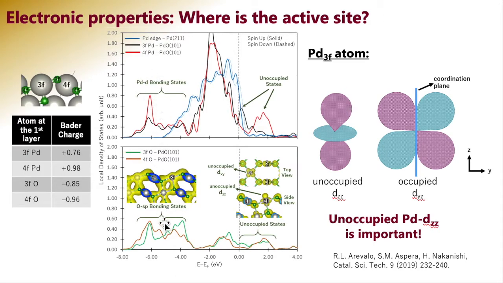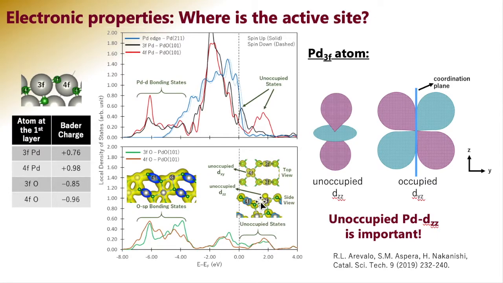These states hybridize with the sp states of oxygen shown in this figure, indicating the palladium d and oxygen sp bonding states. The projected partial charge density plot in this energy range shows the covalent bond between the palladium and oxygen atoms. Interestingly, the projected partial charge density plots in the energy range above the Fermi level show the different characteristics of the unoccupied states of the palladium 3F and palladium 4F atoms.